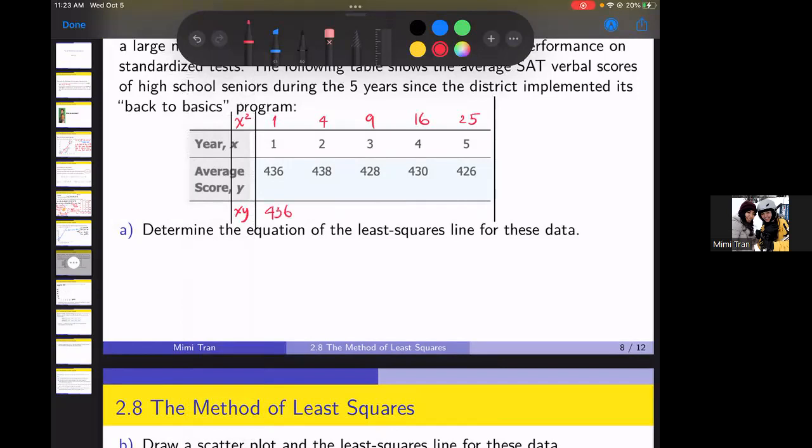I need a calculator. 438 times 2 is 876. 3 times 428 is 1,284. 4 times 430 is 1,720. And the last one, 5 times 426 is 2,130.